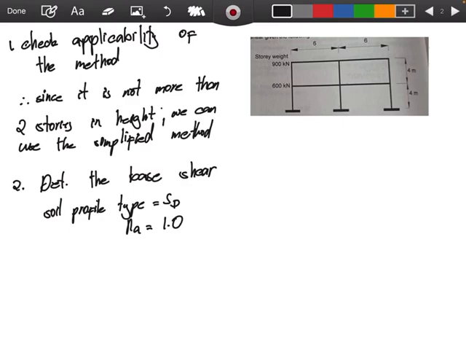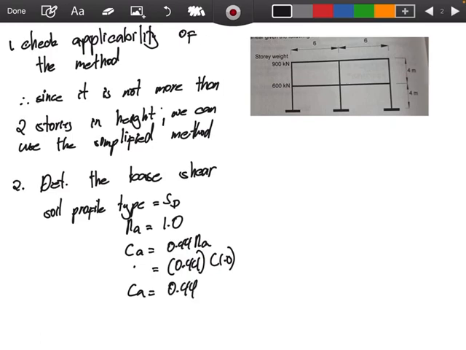Since it is in seismic zone 4, we have to apply CA. CA is 0.44 of NA. With soil profile type SD and NA equal to 1, CA is 0.44 times 1. So our CA is equal to 0.44.